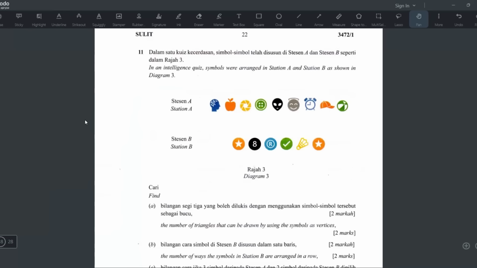Okay, number 11. This is the permutation combination chapter. So form 5, chapter 4. Dalam bahasa Melayu, pilih atur dan gabungan. Okay, let's read the question.